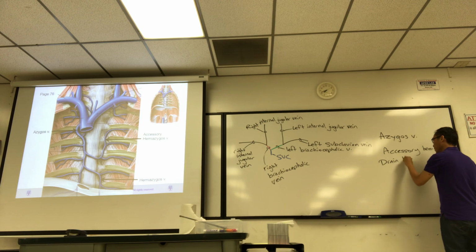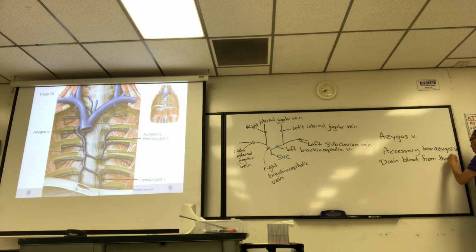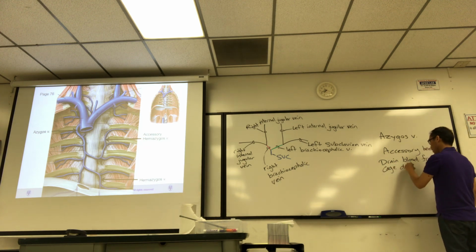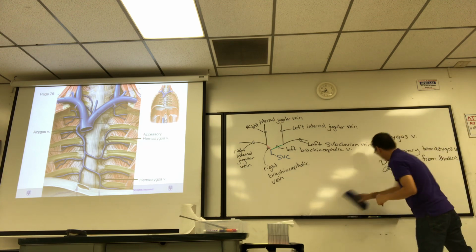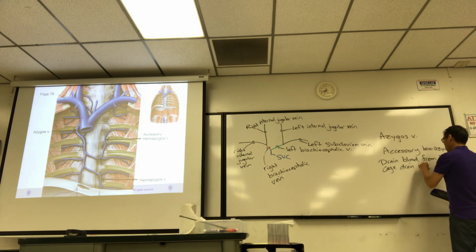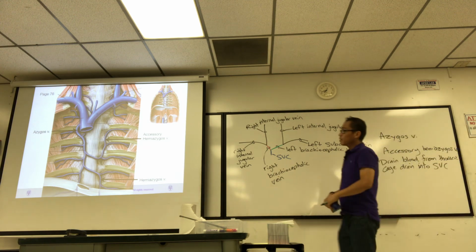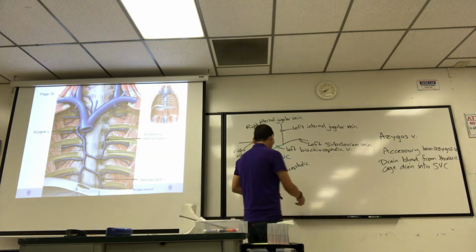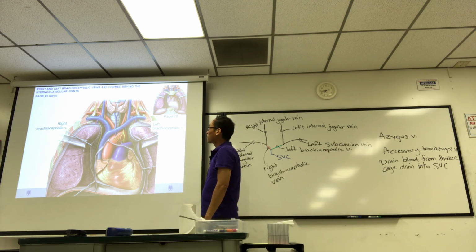So they drain blood from the thoracic cage. Ultimately, they drain into the superior vena cava. That's what's shown on the picture there. I'll move on from that. Another anatomy tip. Oh, I already mentioned this. The left is longer than the right.